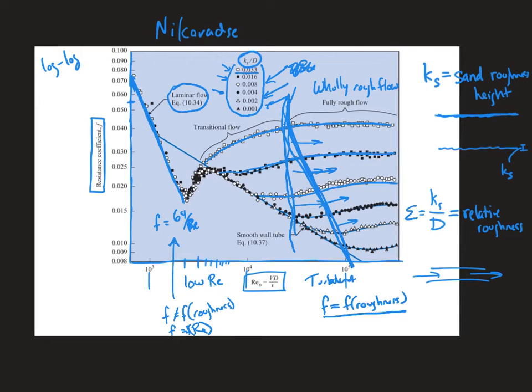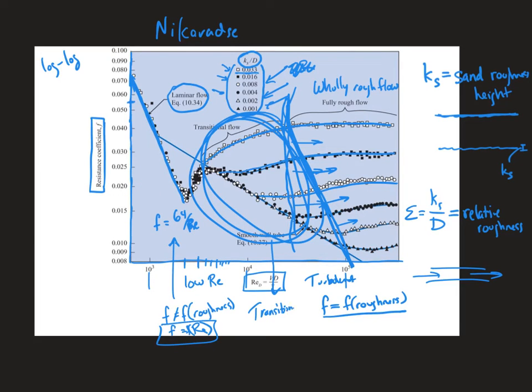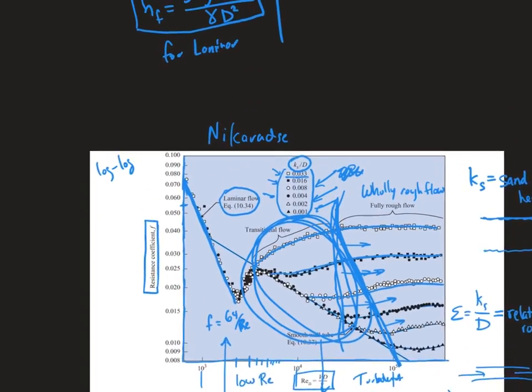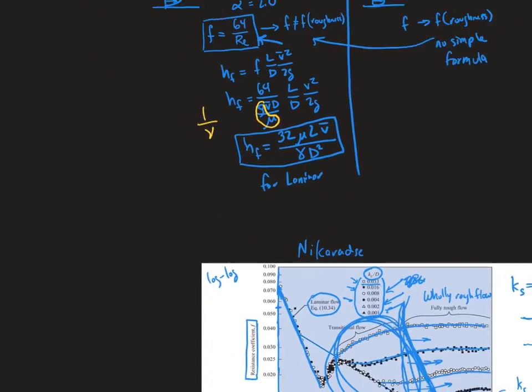F is only a function of the Reynolds number. In between, all in here, this is transitional, and F is a function of Reynolds number and the roughness. I'll put all this right here where hopefully it will make a little bit more sense.